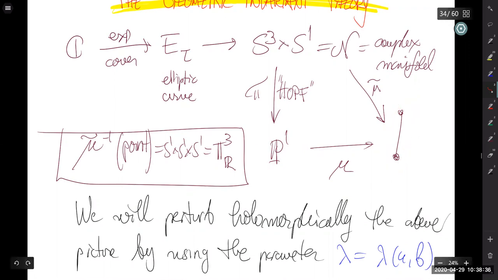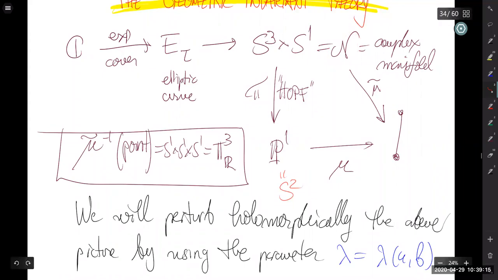And above this, there is a Hopf fibration over P1. S3 Hopf fibrates over S2. Remember, this is S2. So we have the Hopf fibration. S3 maps to S2. And S1, I'm going to contract to a point. So this is essentially the Hopf fibration. Well, why do I do S3 times S1? Because I want a complex moduli space. And S3 cross S1 is a complex manifold. It's a Hopf manifold. So it is a complex manifold, S3 cross S1.